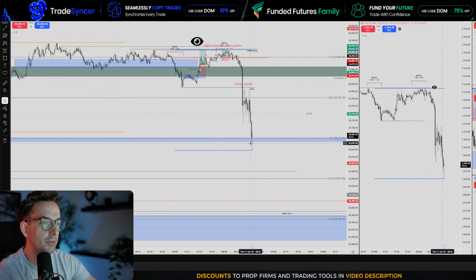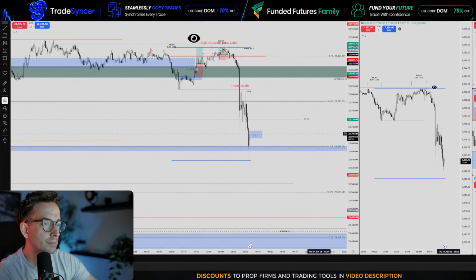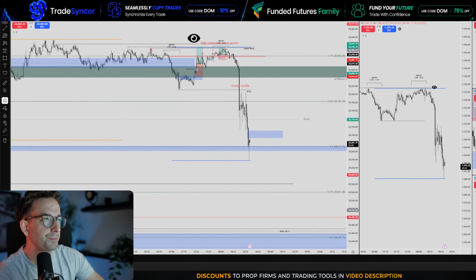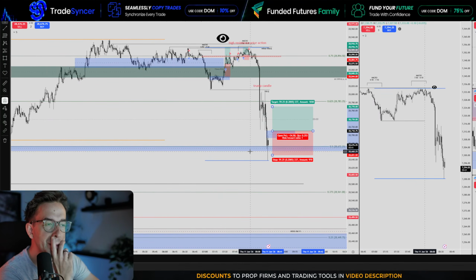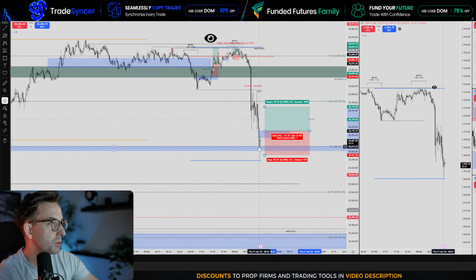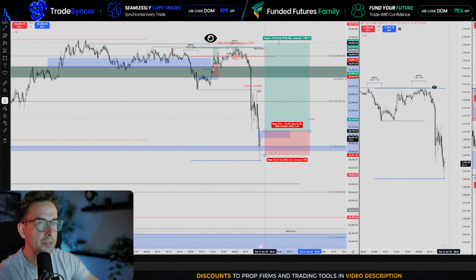Interesting reaction here off of this fair value gap sitting at mean threshold. Let's see if it's going to invert this fair value gap here. If it does, it would be London sweep supported by mean threshold of daily. And then is that going to be the drive higher to grab these stupid highs here?